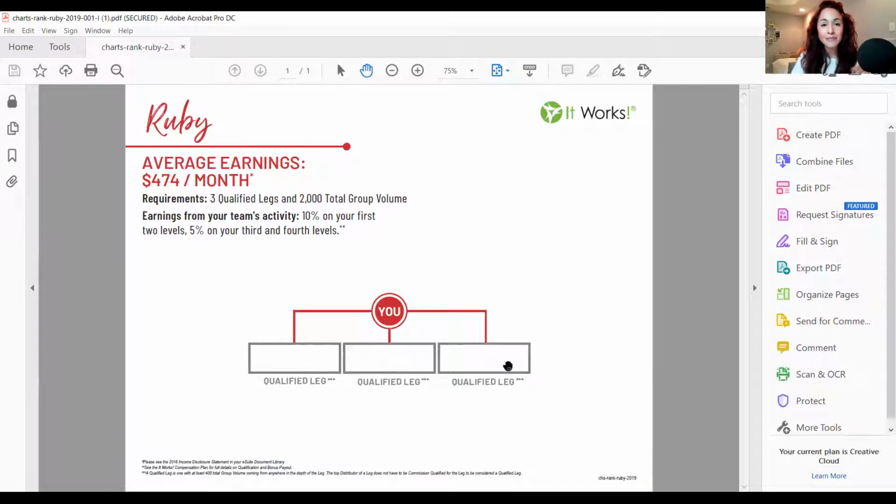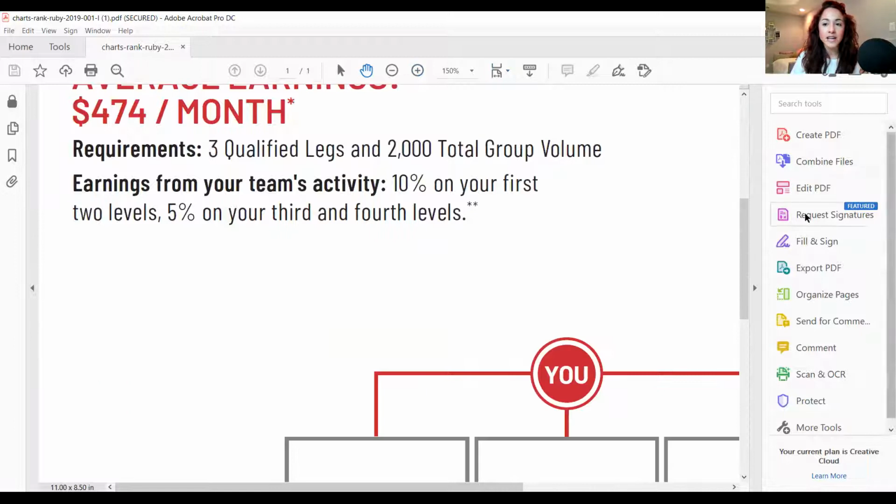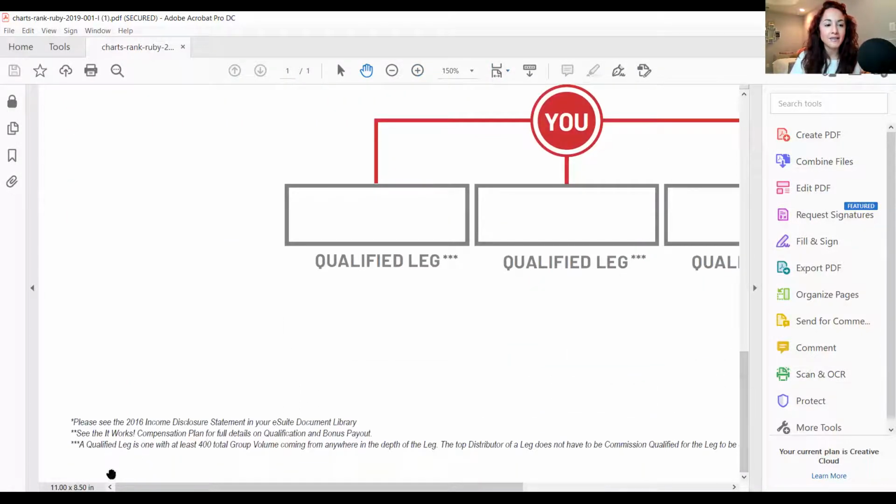So you have your three teammates in place. Great. You're charted for Ruby. Now let's knock out the volume part. So, what it means by qualified leg, if you zoom in here at the very bottom of this chart, you see these tiny little asterisks, and it says right here a qualified leg is one with at least 400 in total group volume. Remember, group volume just means team volume.